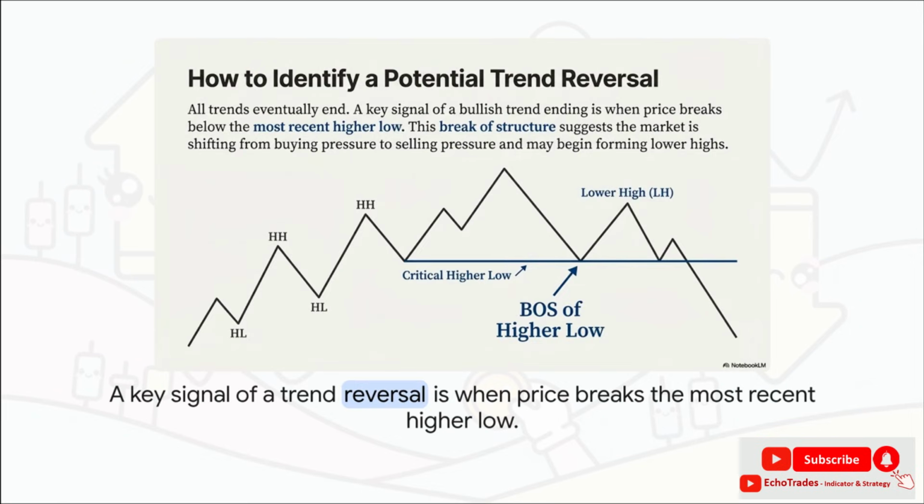But of course, trends don't last forever. So what's the big warning sign? Well, in an uptrend, that last higher low, that's the critical line in the sand. If price breaks decisively below that level, what we call a break of structure in the other direction, that's a huge signal that the buying pressure is fading and sellers might be about to take over. It's our first big clue that the game might be changing.